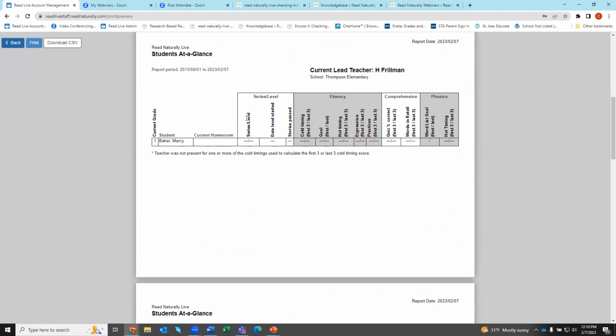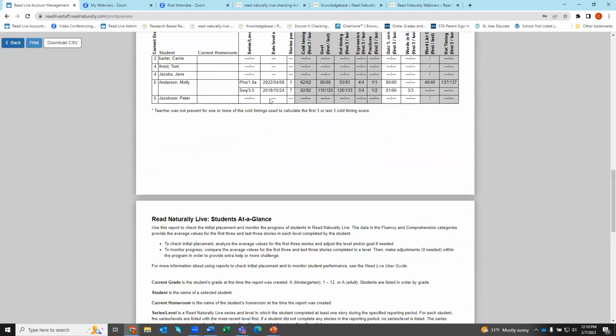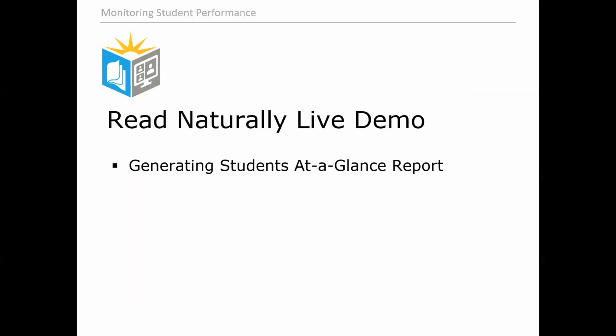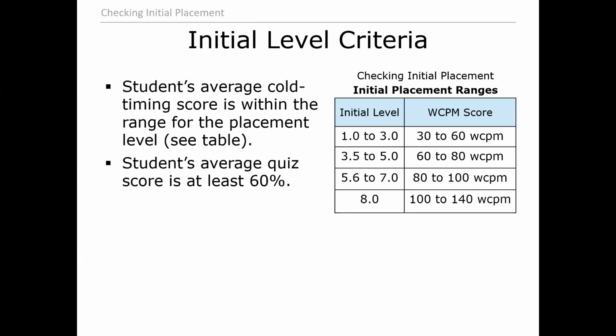Then you click Generate Report, and here you can see you have this report on your students, the Students at a Glance report, which you can print, you can download it, and you can save it on your computer, whatever makes the most sense for how you want to get that information. So that is how you generate the Students at a Glance report.